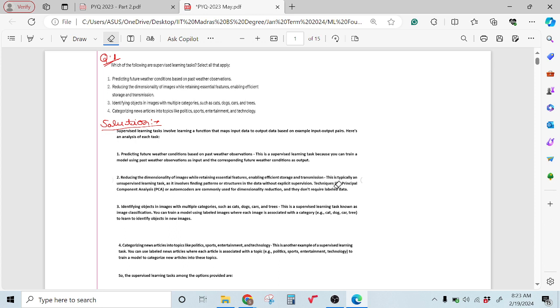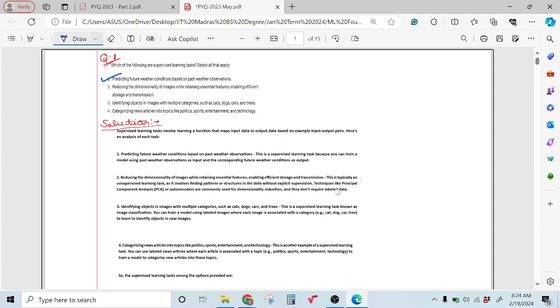So the solution of this problem is, as you know, supervised learning tasks involve learning a function that maps input data to output data based on example input output pairs. So here is the solution of each task. First is predicting future weather conditions based on past weather observation. This is a typical supervised learning task, because you can train a model using past weather observations as input and corresponding future weather conditions as output. So this is a supervised learning task.